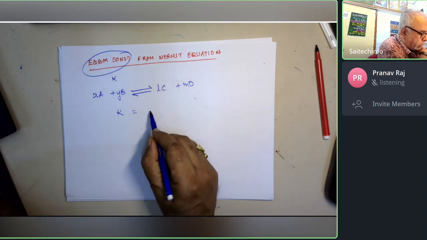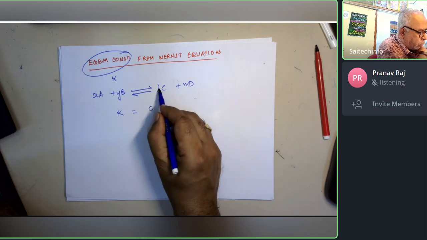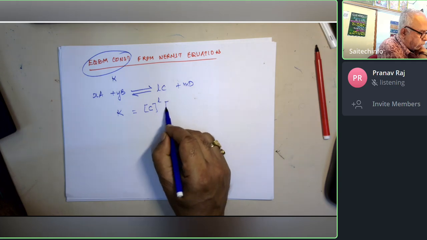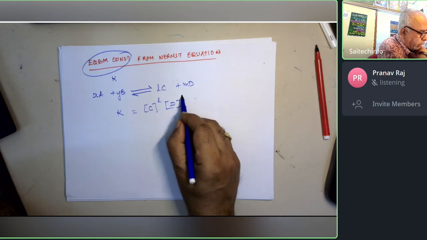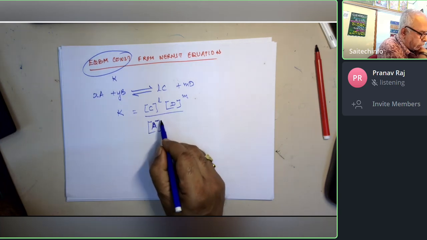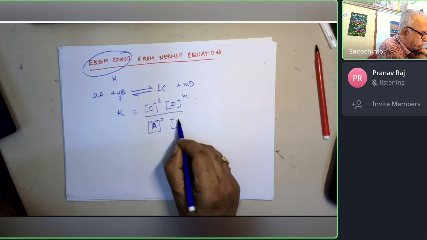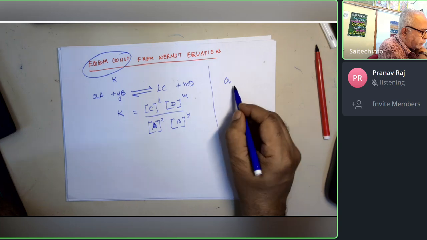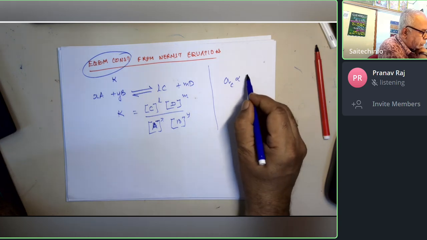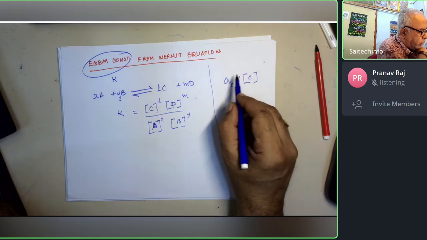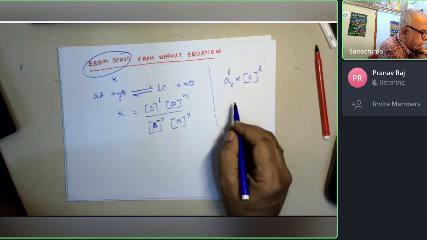Now let me represent this: [C] power L, and [D] power M, divided by [A] power X, concentration of [B] power Y. So actually this is called the active mass of C, which is proportional to the concentration of C. And introducing the power L, it becomes [C]^L.